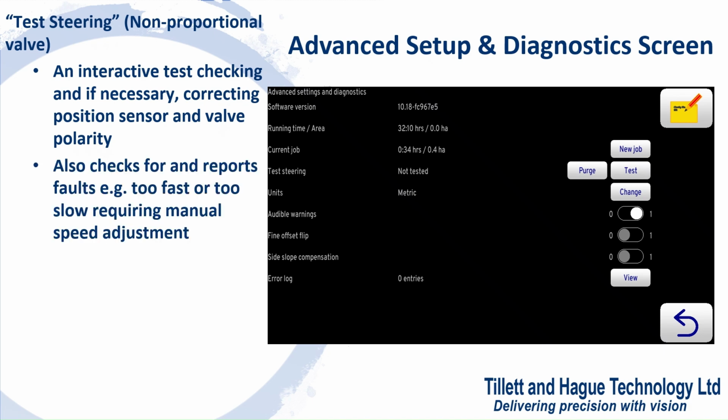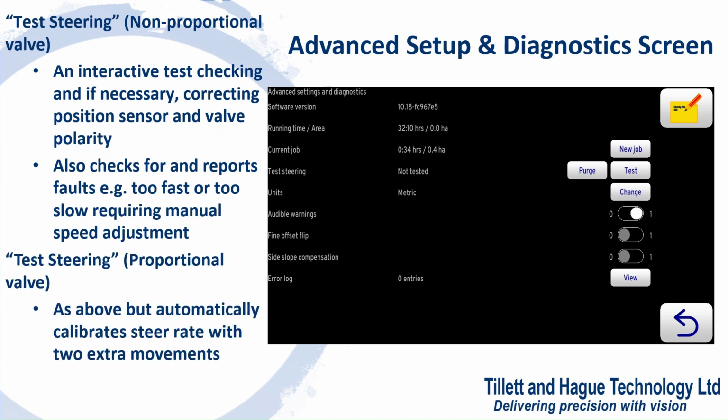It also checks for lateral speed and will report if it is too fast or too slow, as well as reporting if full movement cannot be achieved. Once initiated, you simply follow the on-screen instructions. Note direction related prompts should be in relation to the direction of travel. If proportional valves are fitted, the test performs additional movements that calibrate lateral speed as well as checking if sufficient oil flow is available for peak steering speed.